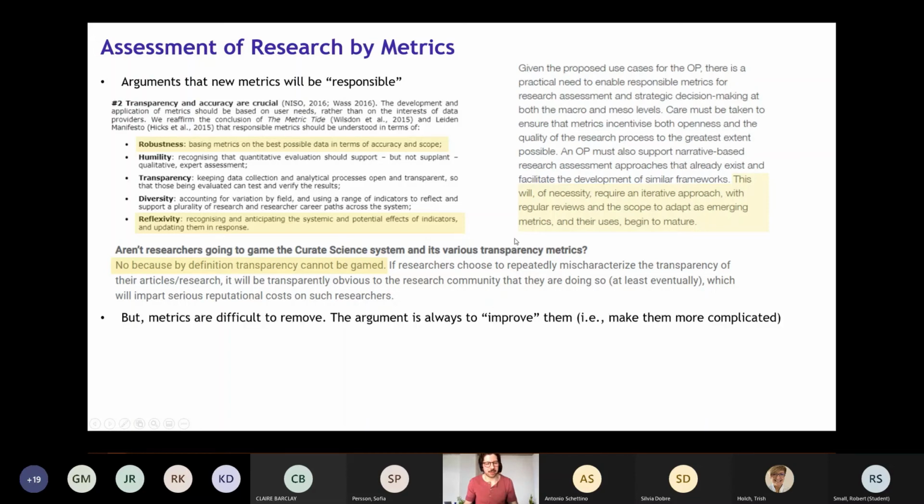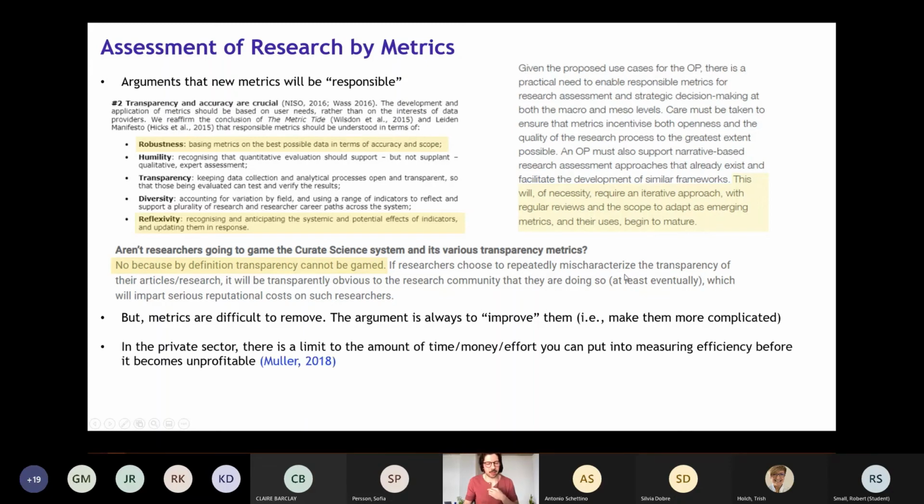And the thing with metrics is that they're also difficult to remove. Once you've got them in place, the argument is always to try and improve them, usually by making them more complicated and developing them, not just taking them away. And there's a really nice point in this book by Muller about metrics that says the idea of measuring stuff to improve it came from the private sector. But in the private sector, there's a natural limit to the amount that this happens, because at the end of the day, you have to make a profit.